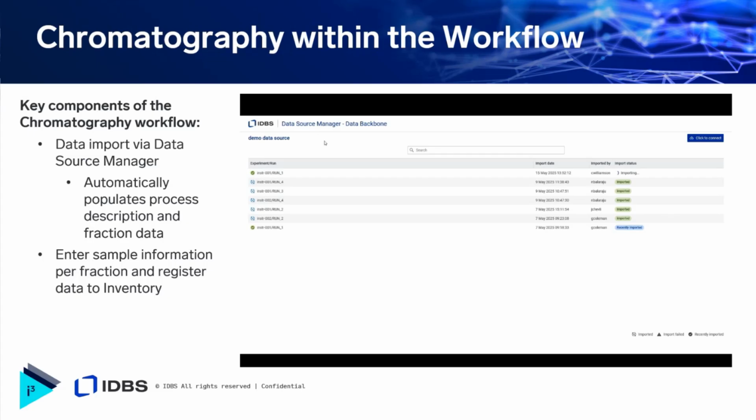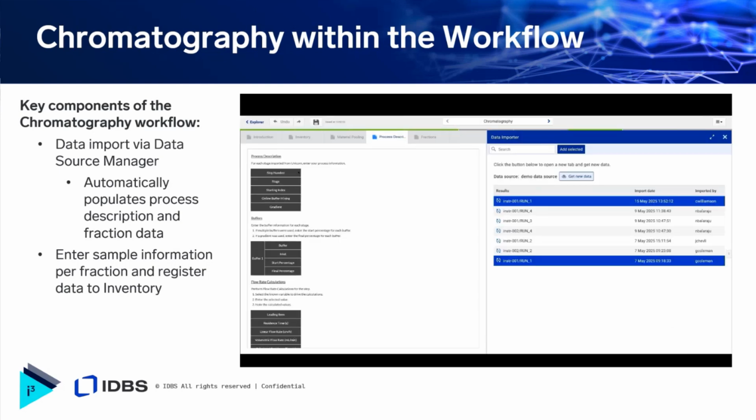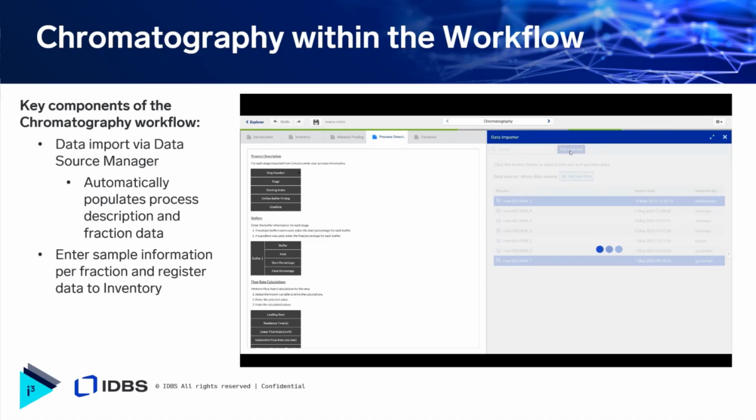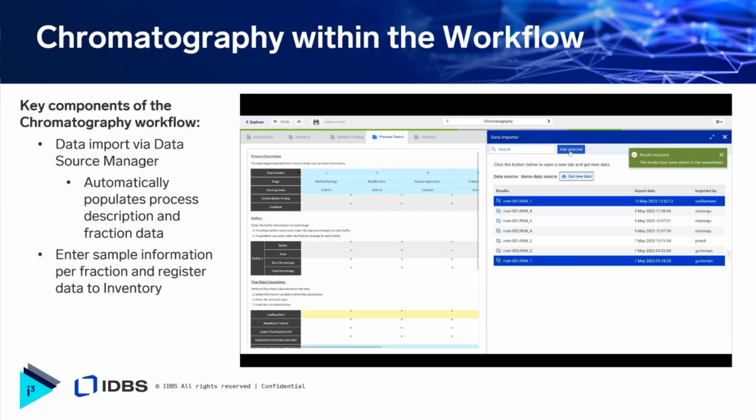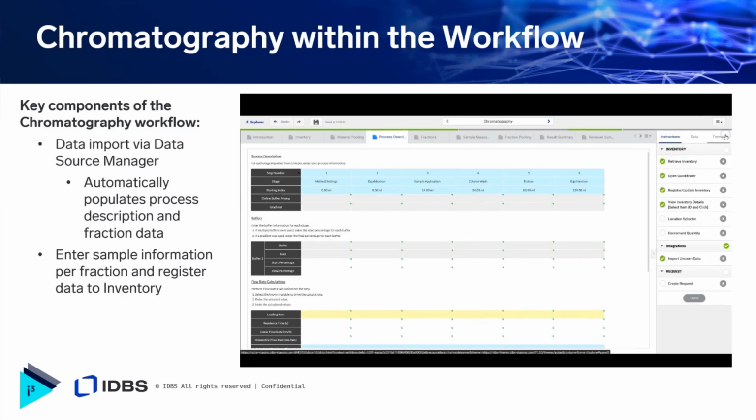So that's what you're seeing here, a user selecting this run data and importing it into the data importer. And then from there, we're able to actually add it into the spreadsheet. So once this is queried here, we will then see this data automatically populate into the spreadsheet. We can now see the process description data shows up. So we can see the steps and stages of the chromatography run.